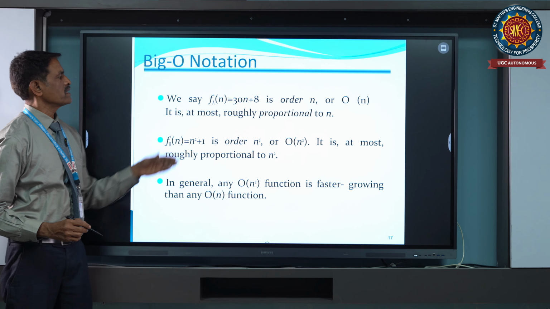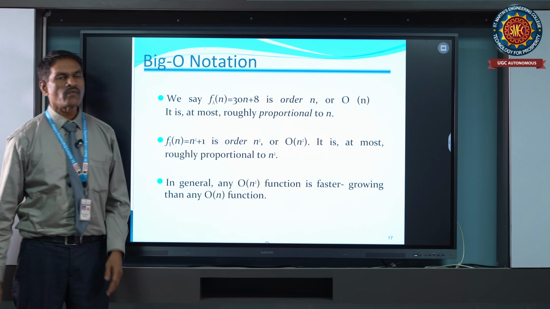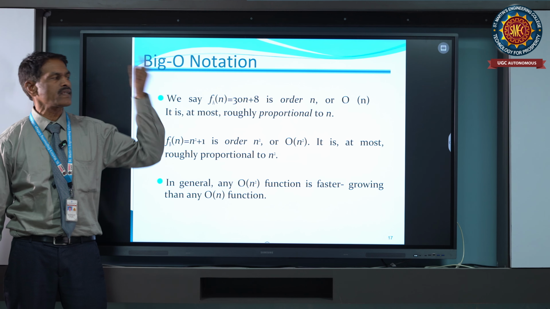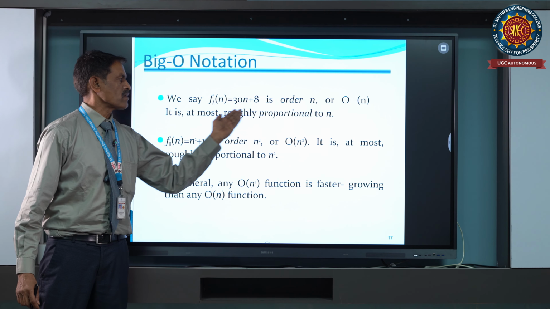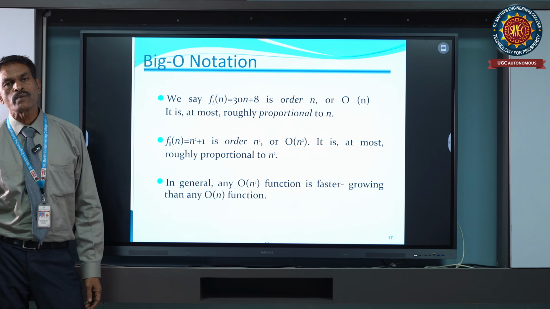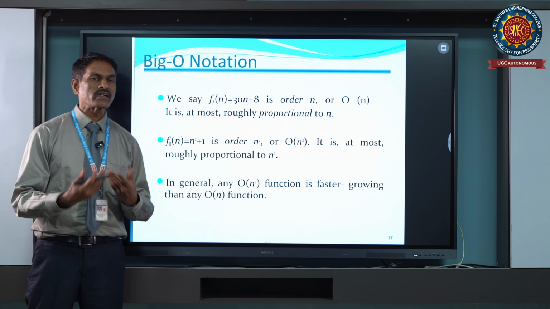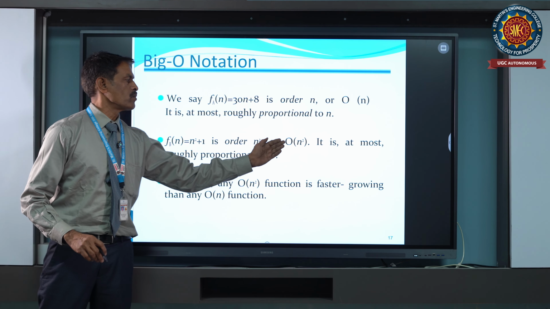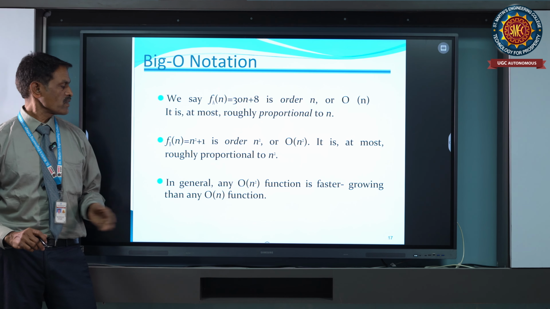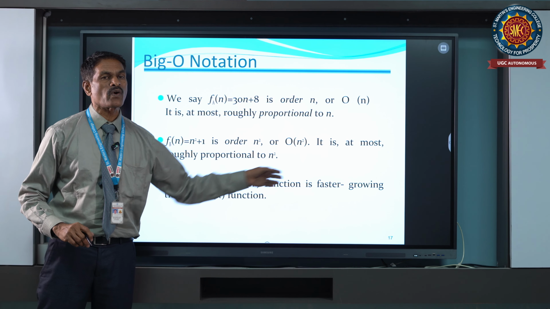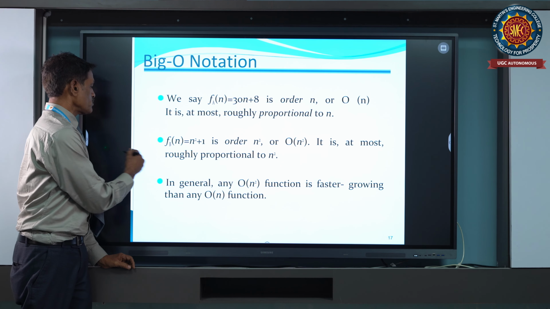For big O notation, certain examples are given. f of n is equal to 30n plus 8. Under this, n is the dominant term that we take as the big O notation. It is roughly proportional to n. Next, n square, which is like a quadratic expression. So big O of n square is at most roughly proportional to n square. Since n square is faster growing, we use that big O notation. This is the mechanism for the big O notation.